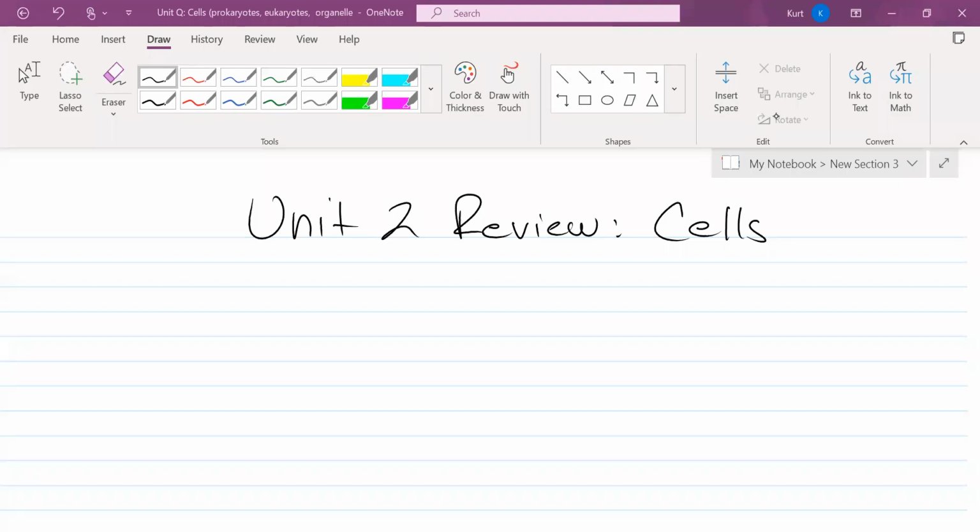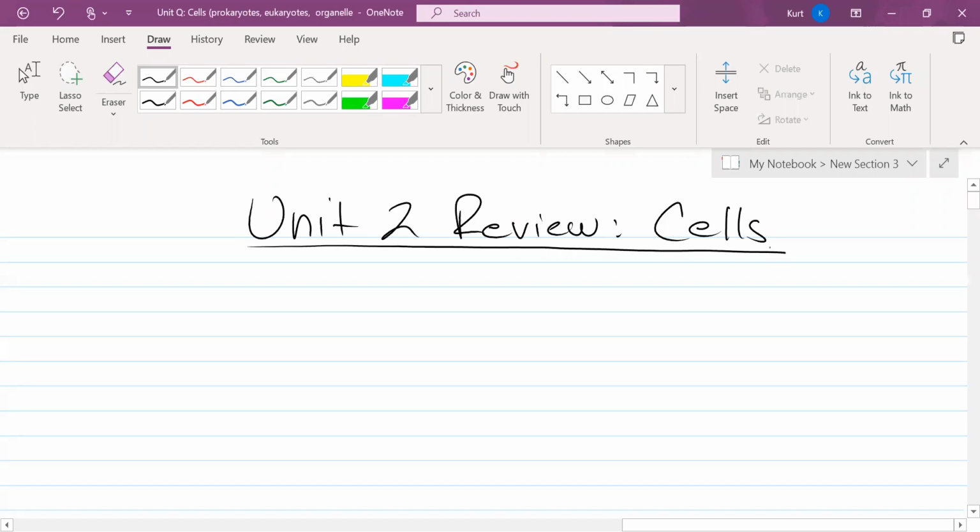All right, so today is our second day of our final review for the AP Bio exam. This is Unit 2, Review Cells. The first thing I'd like to do is talk about microscopy.